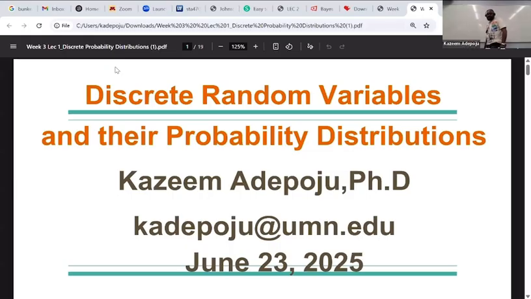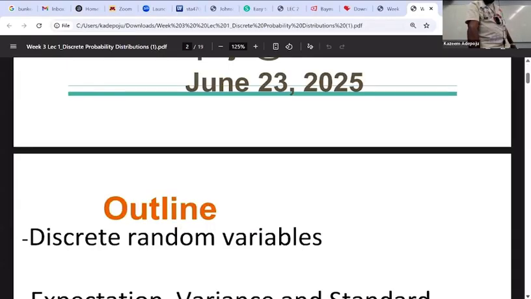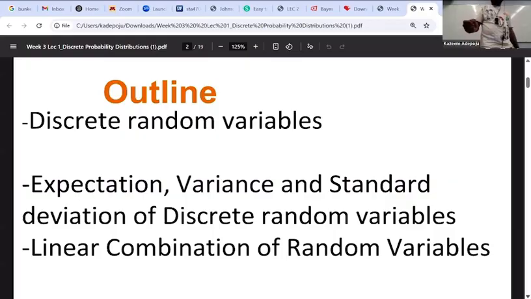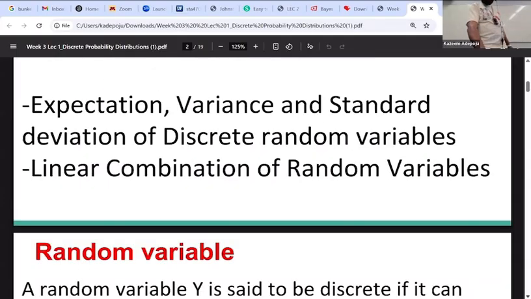Today I'm going to go over discrete random variables and their probability distributions. In the outline, I'm going to walk you through what we mean by discrete random variable, then how we figure out the expectation, the variance, and the standard deviation of a discrete random variable. Then I'm also going to walk you through what I call linear combination of random variables.